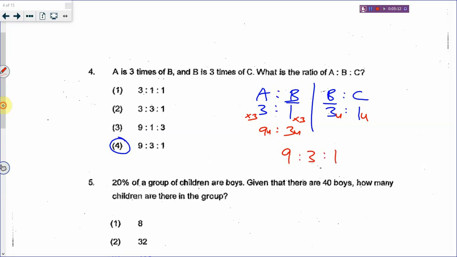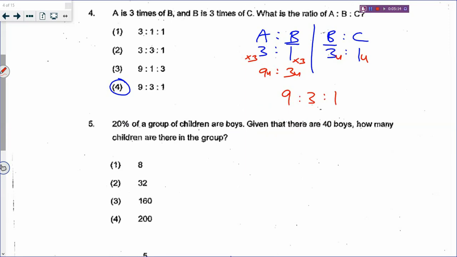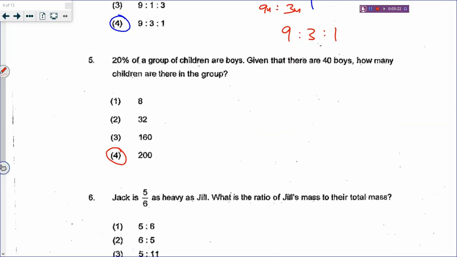So answer number 4. All right, so question number 5, and your answer is number 4. So 20% of a group of children are boys. Given that there are 40 boys, how many children are there? This tests you on your basic understanding of percentage. When you have a percentage problem, there's a special number which is 100%. 100% is the total, all the children. And 20% are boys. So if 20% are boys, and there are 40 boys, then you connect: 20% is 40.